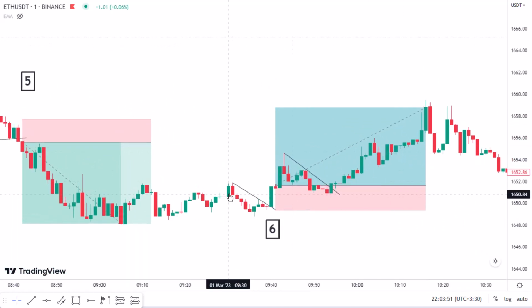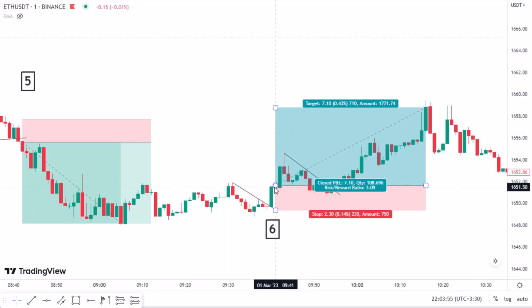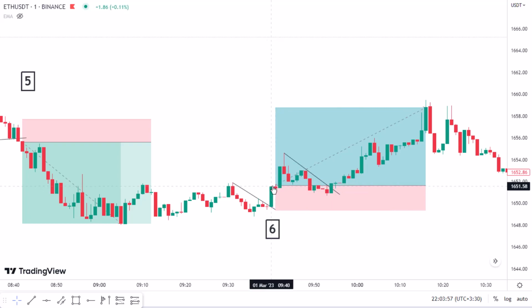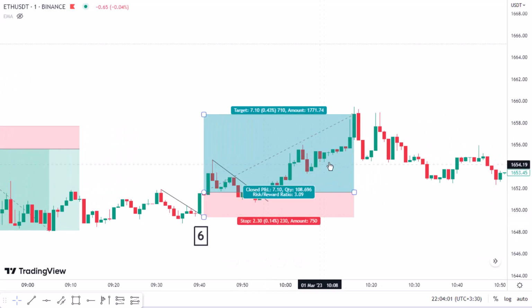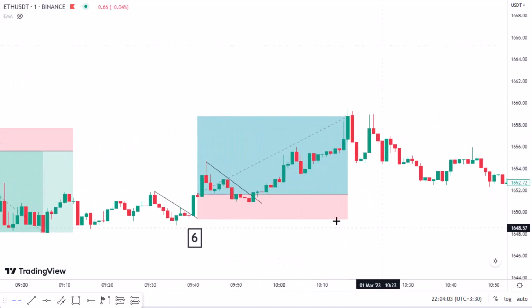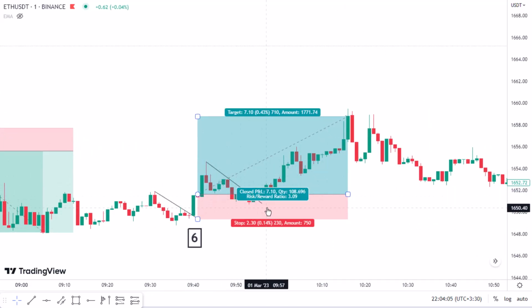On the trade 6, we have a trend line here with 4 touches. On the fifth time it breaks it here, we enter the buy position, put our stop loss below the candle, and it gives us a reward of 3. You could also enter a buy position on this trend line too.